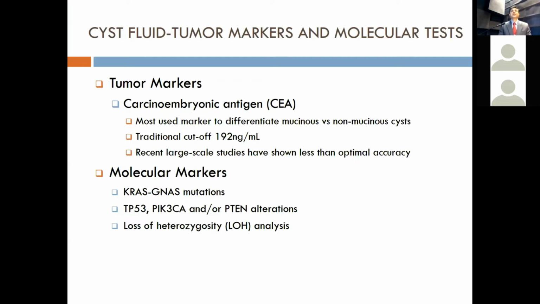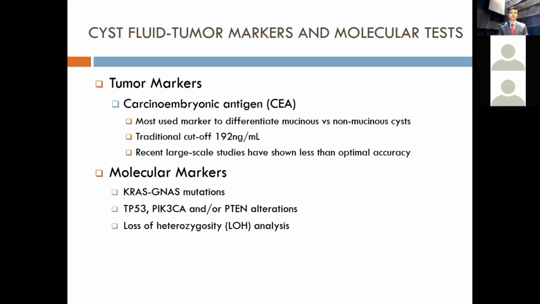Carcinoembryonic antigen is the most widely used cyst fluid tumor marker for risk stratification of pancreatic cysts. It is increased in the mucinous neoplasms, and at the traditional cutoff of 192, it has an accuracy of about 80%. However, some recent large-scale studies have questioned the accuracy of this tumor marker.